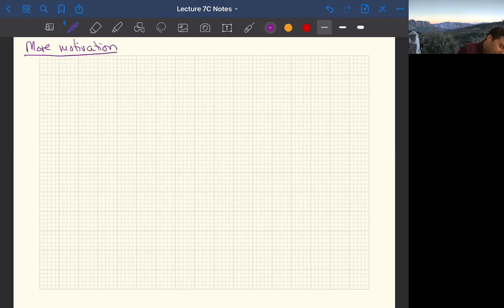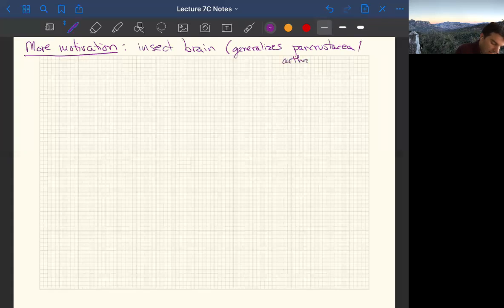In this case, I'm going to focus on the insect brain. And a lot of this generalizes to so-called pancrustacea, and even just arthropods and invertebrates in general.